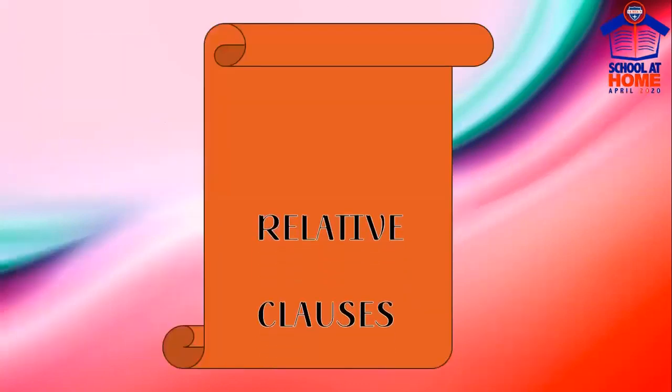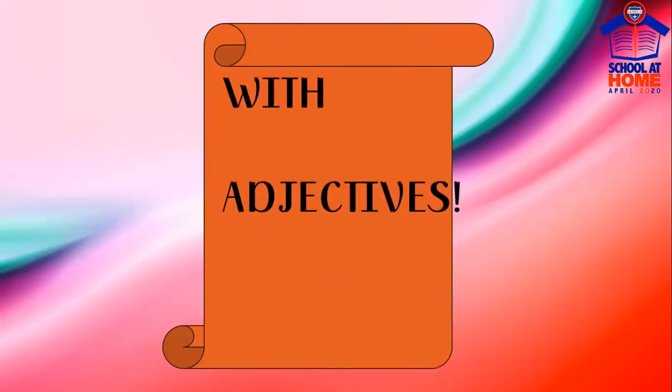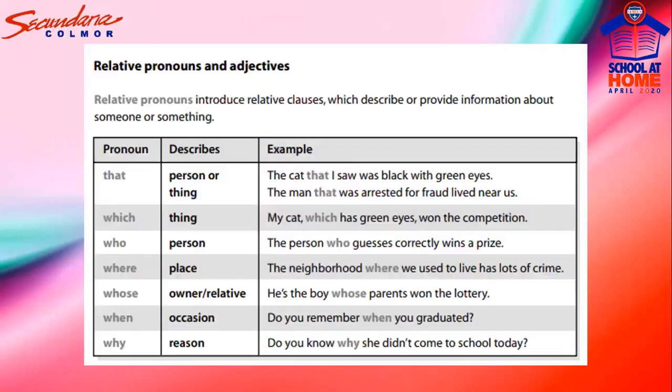Now it's time for relative clauses with adjectives, okay? This is more like a review. The review for this part is only to remember what we checked last time. So the relative pronouns introduce relative clauses, which describe or provide information about someone or something. So it's the same as we were checking. You just have to remember what we checked last time.